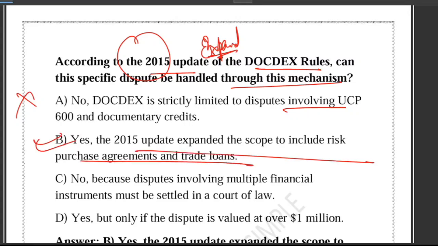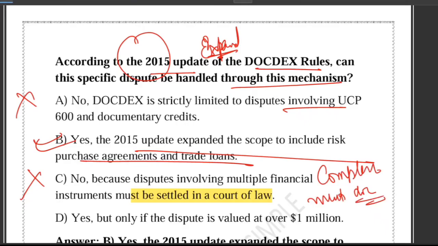What about C? C says that you must go to the court, must be settled in a court of law, right? If multiple instruments exist. What do you think about option C? Actually, this is wrong. Option number C is wrong. Why is it wrong? Because DOCDEX explicitly allows complex multi-document disputes, right? What about D?